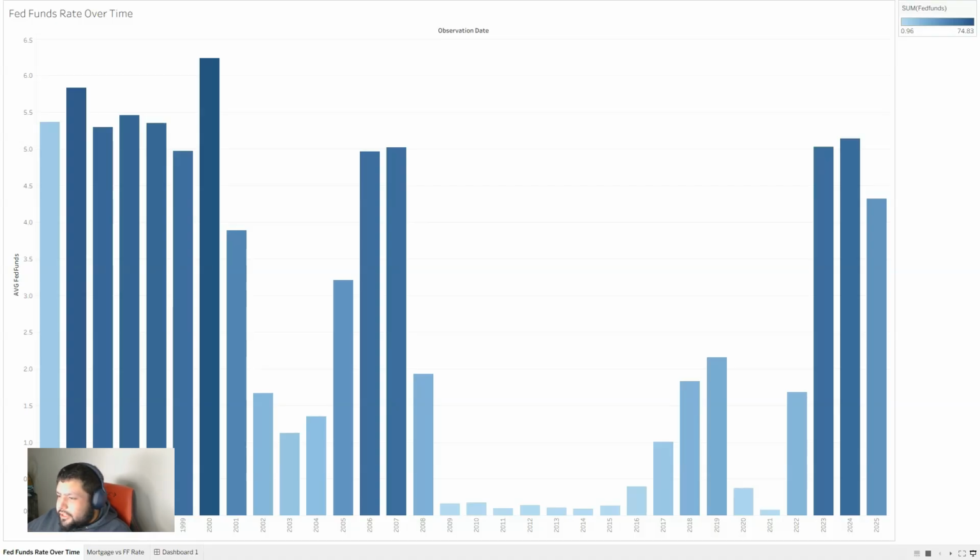So in our first sheet, the Fed funds rate over time, this sheet shows the federal funds rate from the 1990s. Here we see our first bin on the left is 1994, going to the extreme right, we see 2025. I used a bar chart to emphasize the major peaks and declines. Right away, we can see three major tightening cycles. Again, tightening means interest rates are going up.